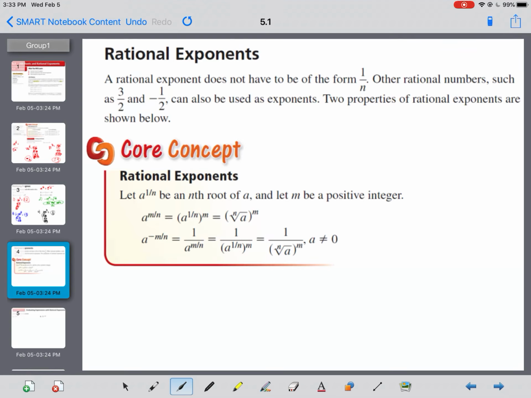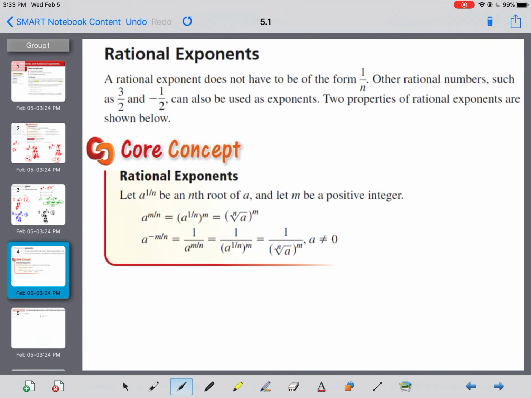Rational exponents do not have to be in the form of 1 over n. You could also have some other number, like if it was 3/2 or negative 1 over 2. That doesn't have to be positive. Okay. So we've got a rational exponents property here that we can look at.